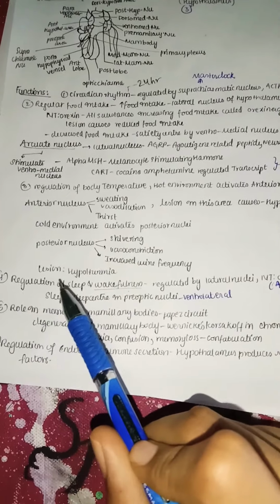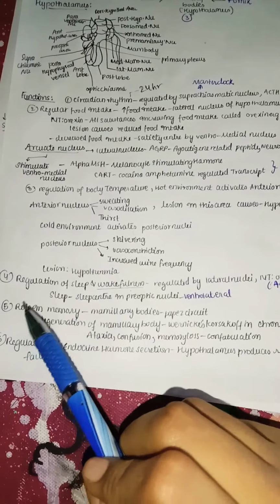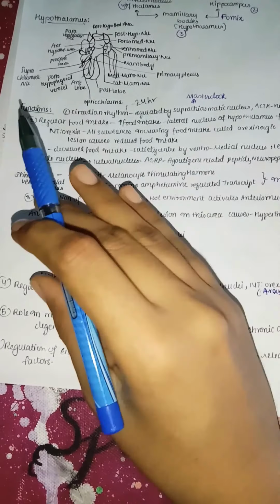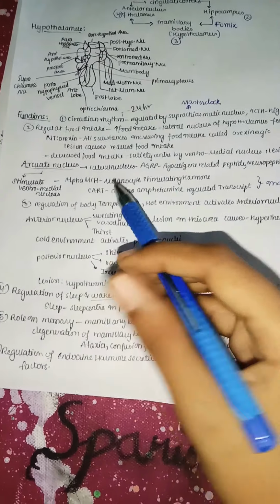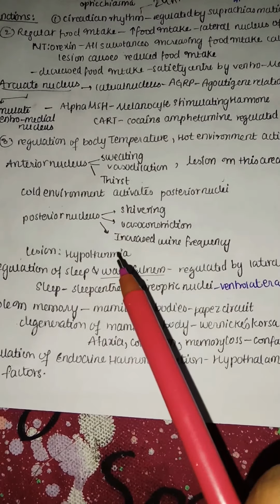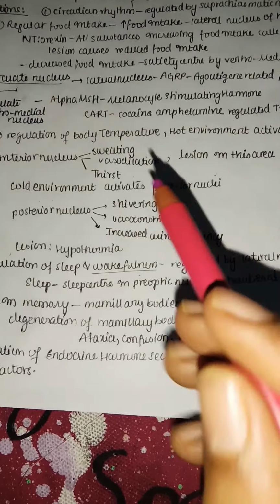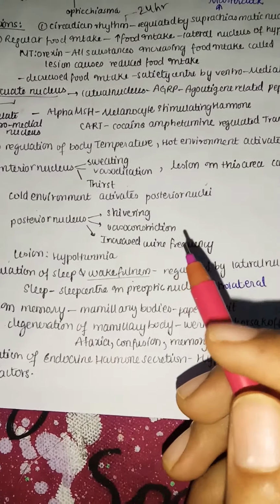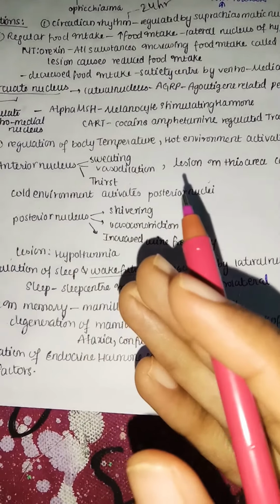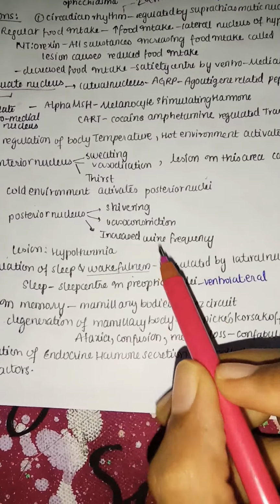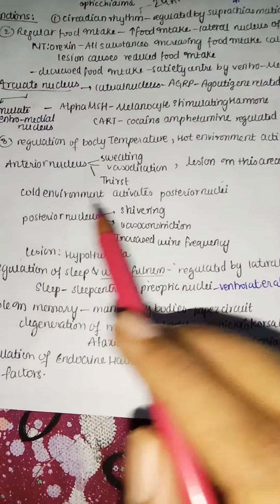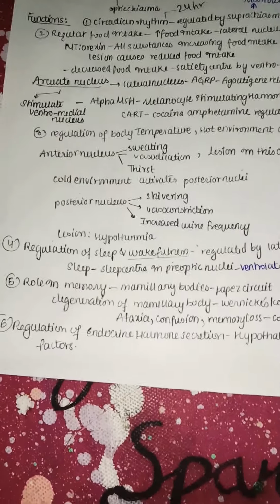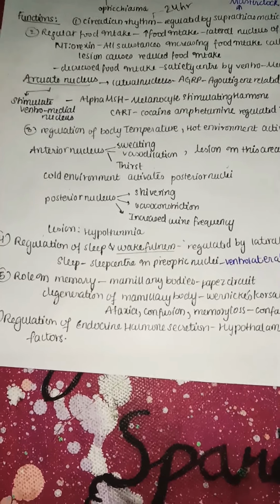Now let us see how the hypothalamus reacts in cold temperature. In cold temperature, the hypothalamus activates the posterior nuclei, of course the opposite. Whenever there is hot temperature, the anterior nucleus is activated; whenever there is cool temperature, the posterior nucleus is activated, mainly causing shivering, vasoconstriction and also increased urine frequency. Why shivering? To protect from the cold, so that more heat can be generated. Vasoconstriction, because the blood vessels are narrow, so there is only low blood flow to the periphery and more heat is conserved. If there is any lesion in the posterior nucleus, it will lead to hypothermia, that is we feel more cold.